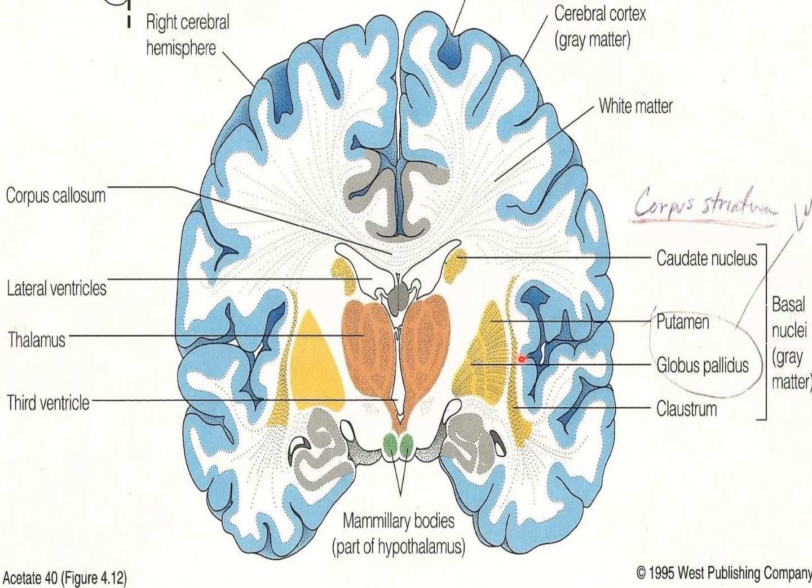Now this is the lentiform nucleus. Now this is the external medullary lamina. This external medullary lamina divides the lentiform nucleus into an outer part which is called the putamen and an inner part which is called the globus pallidus. And this globus pallidus is further divided into two parts by an internal medullary lamina.